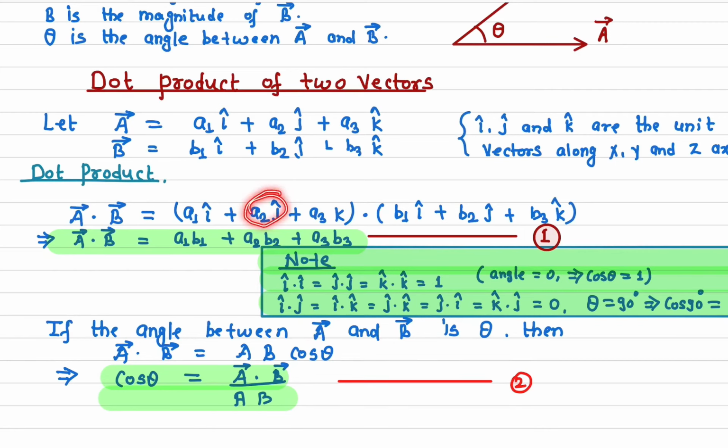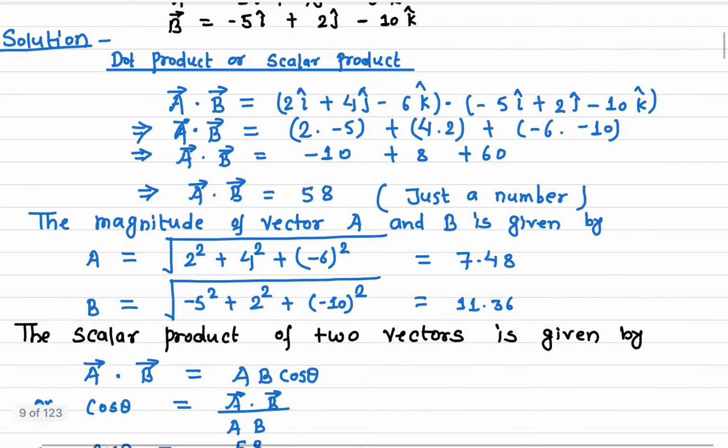And then we multiply a2 times b2. Remember, I multiply the i term with the i term, j term with the j term, and k term with the k term. So applying that formula, we multiply 2 times minus 5, 4 times 2, then minus 6 times minus 10. The 2 times minus 5 is minus 10, 4 times 2 is 8, minus 6 times minus 10 is plus 60. If you add them together, this is 58.